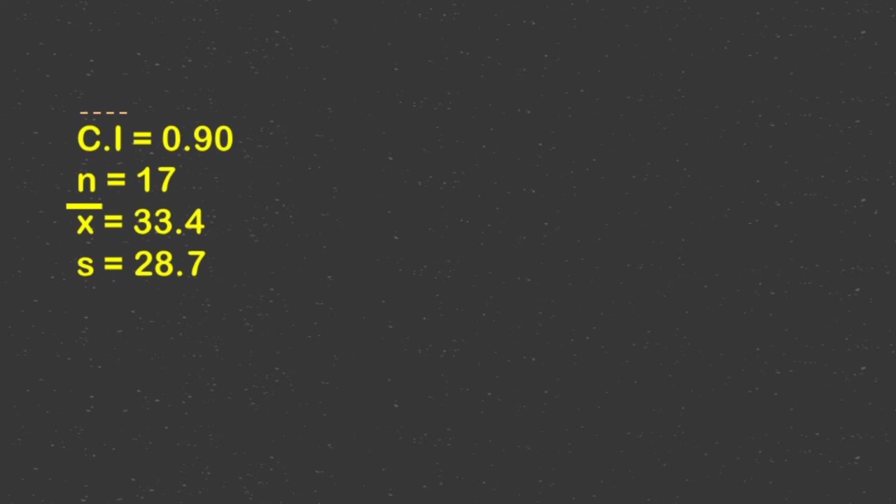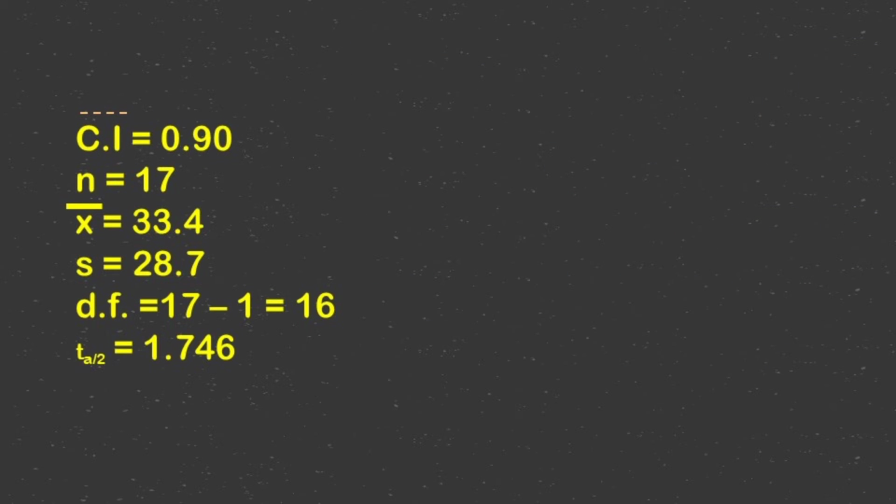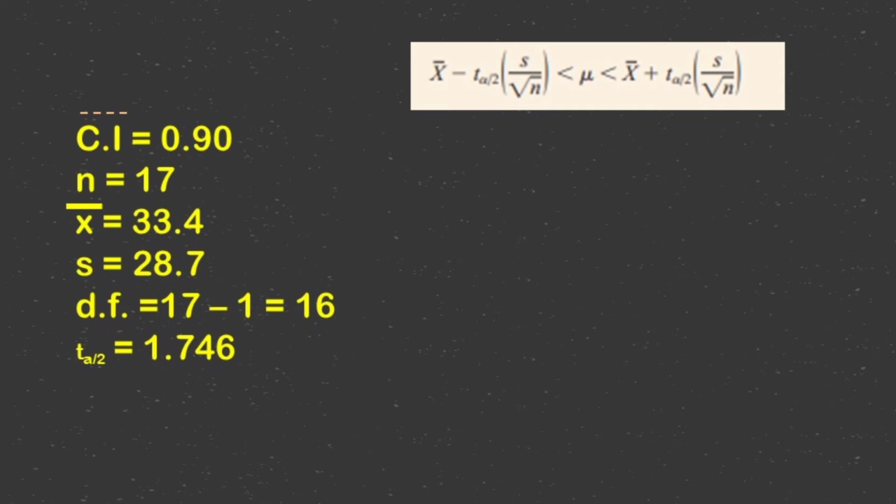The next thing we need is the degrees of freedom. Simply n minus 1 or 17 minus 1, and that is 16. We will use our t distribution table to find the value of it. What we need here is the confidence interval and degrees of freedom. Then yes, as we can see in our presentation, we have 1.746. Now that our given are complete, we will proceed on substituting the values on our formula.